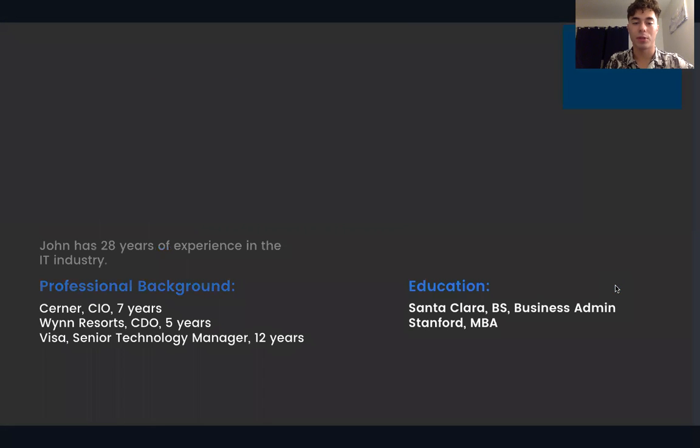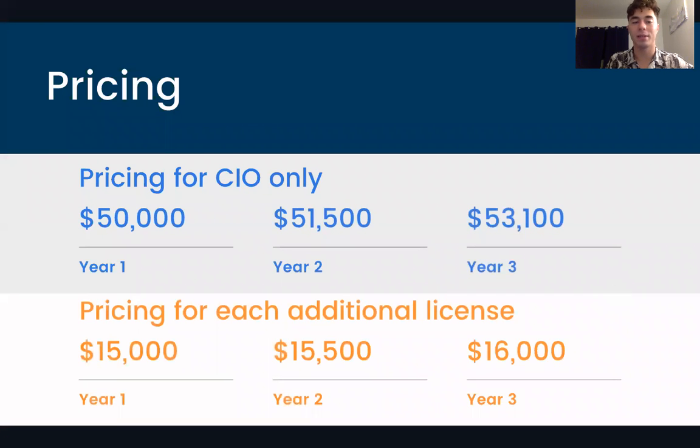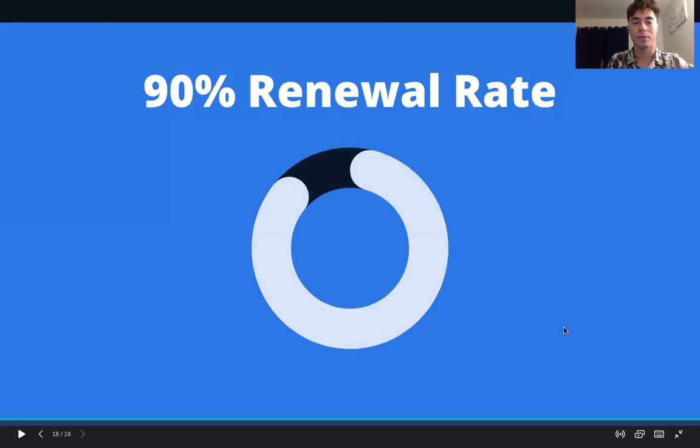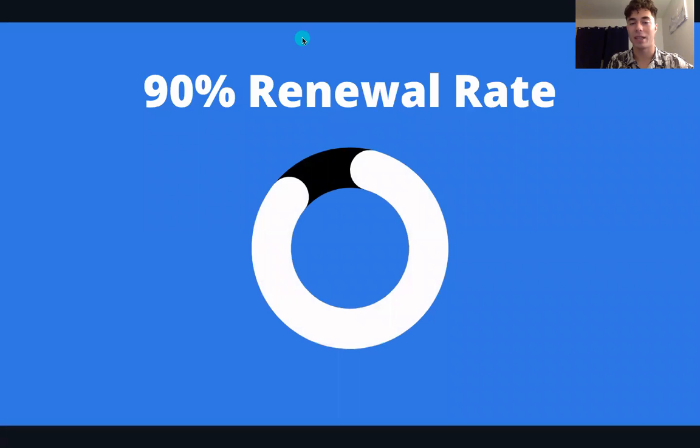And so for our next slide, we go into pricing. Pricing is pretty straightforward. If it's just the CIO, it's going to be 50,000 for year 1, 51.5 for year 2, 53.1 for year 3. It has to be a 3-year deal. For each additional license, 15, 15.5, 16. And so our renewal rate is 90%, and I hope that you choose to join with us.